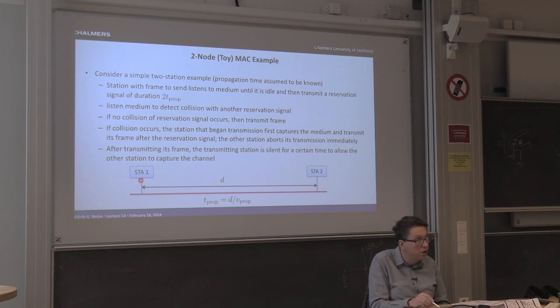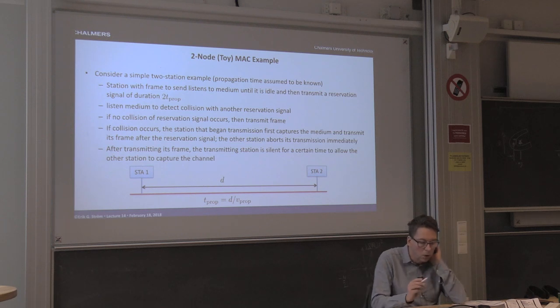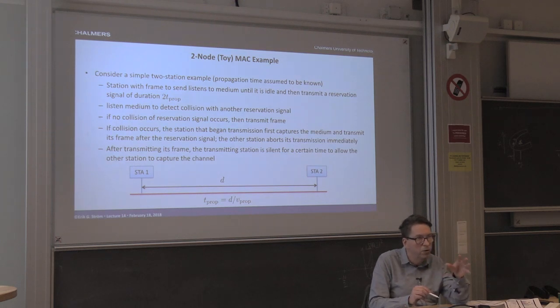We have only two stations, one here and one here, and they're at some distance d. Then we have a propagation time which is proportional to d, obviously. So what we want to do is the following. This is the protocol, which will be illustrated on the next slide, so don't worry if it looks complex now.